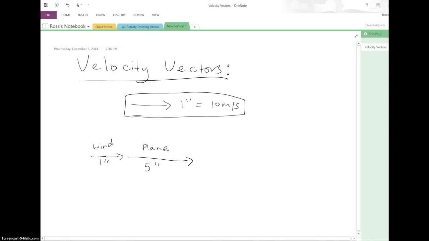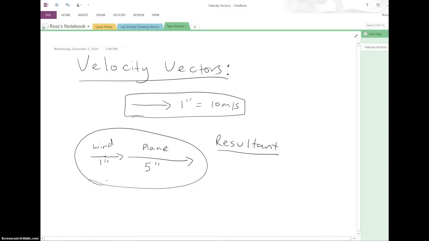So the question would be, how fast, meaning what is the resultant velocity, that's a good word, meaning as a result of this equation here, how fast does the plane end up moving? Because it's got a tailwind of a 1-inch velocity vector. So the first step is you need to actually put these inches into numbers. So 1 inch we already know is 10 meters per second. 5 inches we can rewrite as 50 meters per second.